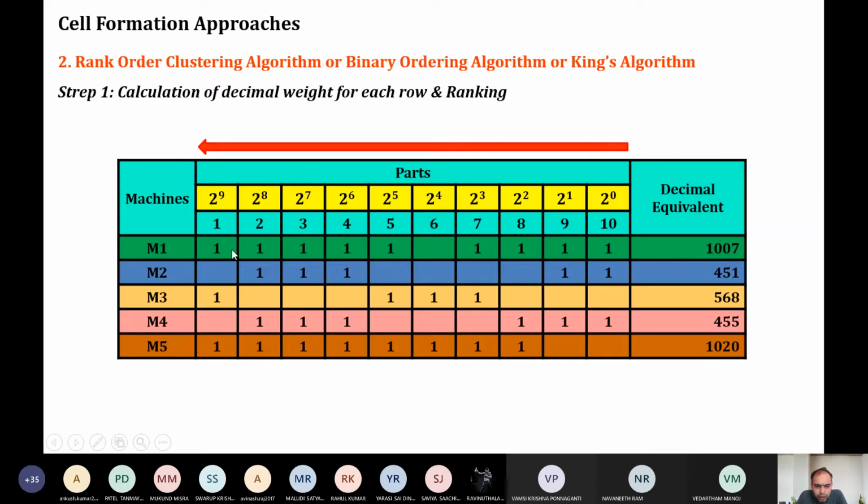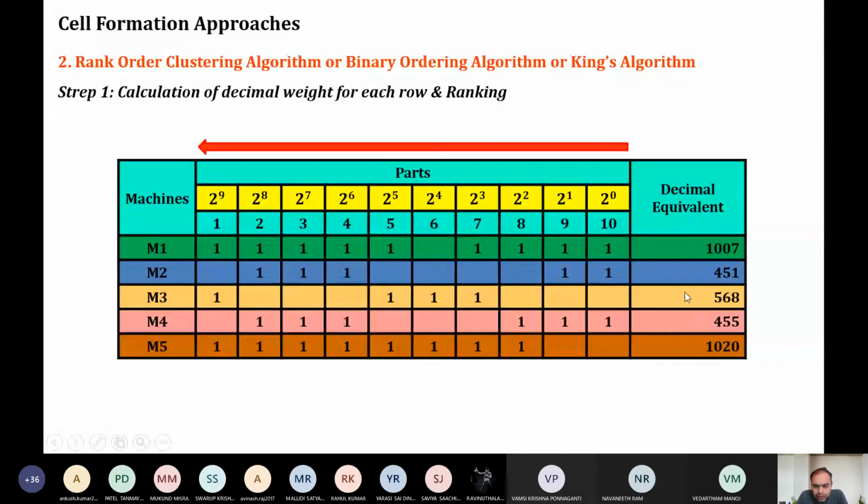So it will always be in ones and zeros. If zero is given, or if nothing is given there, that denotes that that particular component is not used by the machine. So substitute this 2 power 9 into the respective places and add everything together so that you get the decimal equivalent.